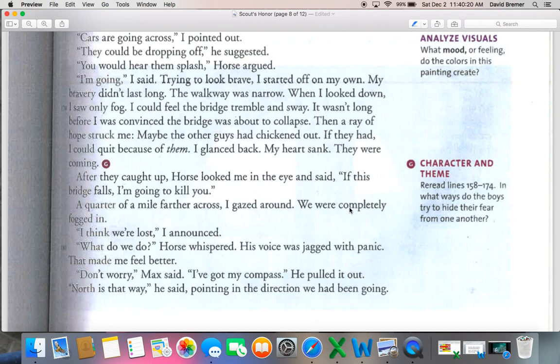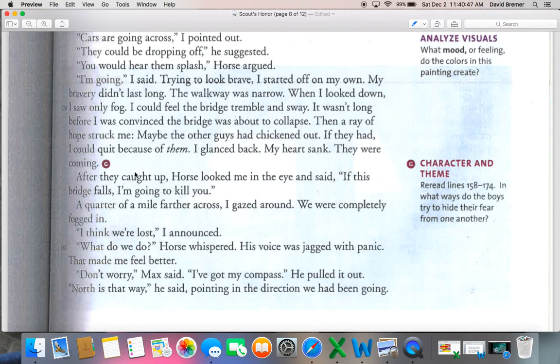I started off on my own. My bravery didn't last long. The walkway was narrow. When I looked down, I saw only fog. I could feel the bridge tremble and sway. It wasn't long before I was convinced the bridge was about to collapse. Then a ray of hope struck me. Maybe the other guys had chickened out. If they had, I could quit because of them. I glanced back. My heart sank.